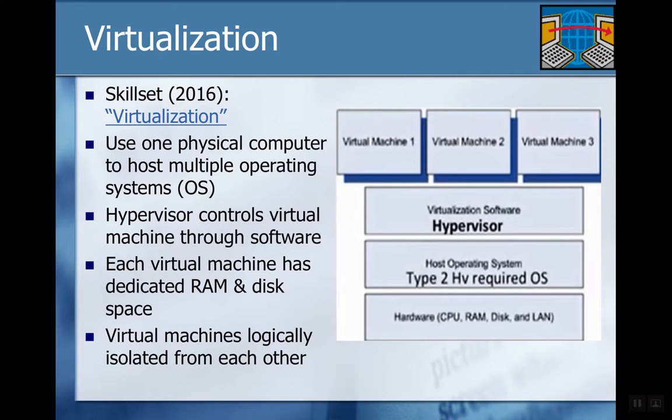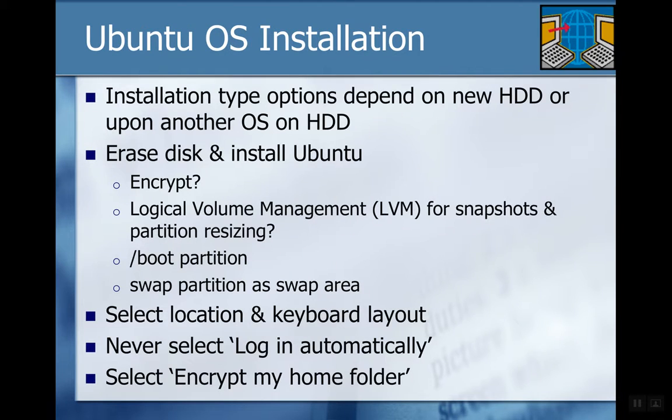So you have one physical computer hosting multiple operating systems, controlled by something called a hypervisor, which controls all of the systems. From a security perspective, a compromise of a virtual machine could potentially mean the exposure of hundreds, potentially thousands of systems. So applying security to virtualization is very important. All right.